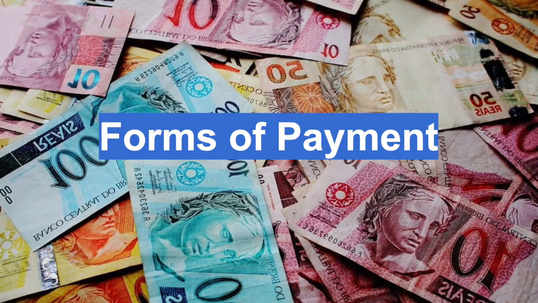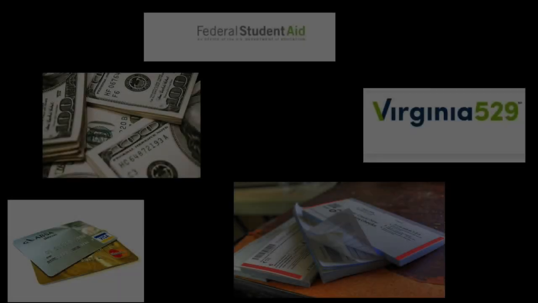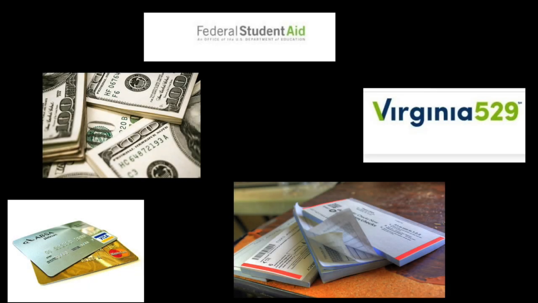Forms of payment. Students, parents, and other authorized users can pay online using e-check, MasterCard, American Express, Visa, or Discover. There is no convenience fee for use of an e-check. However, a convenience fee is added for the use of credit cards. No debit or credit cards are accepted in person.